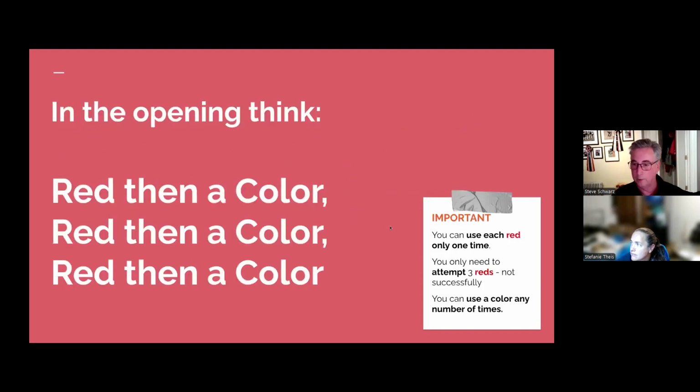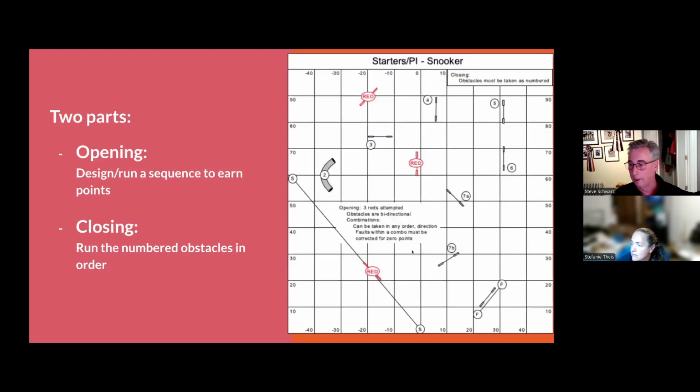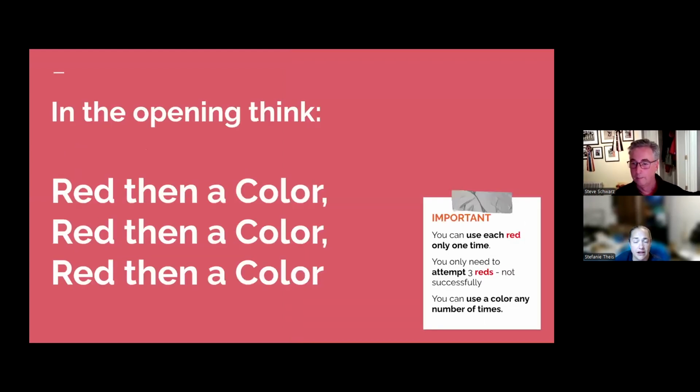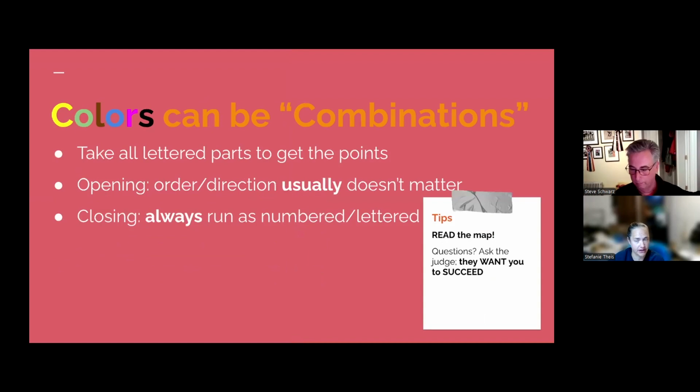So if we go back to our map here, in the opening, I could go 7B, 7A, or I could go 7B backside, 7A backside. It doesn't matter what order you do them in. And if there's 3 of them, you could do them in 3 crazy orders. Just pick the sequence that is best for you and your dog for the skills that you have. If it does matter the order, the judge will specify.